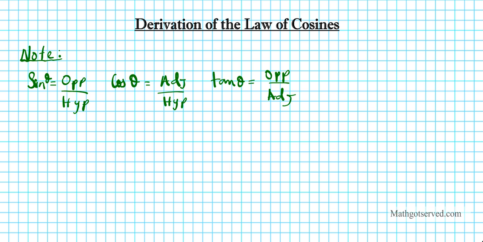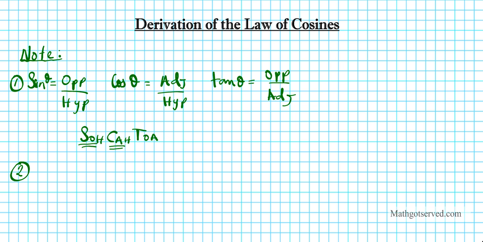We're going to be making use of just these first two. But you remember SOHCAHTOA, right? The condensed form for these three formulas is SOHCAHTOA. So we're going to be using SO and CA in our derivation today. Alright? So that's the first point you need to note.